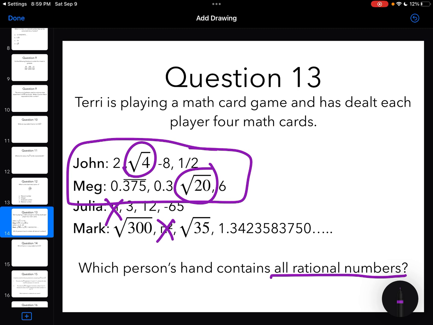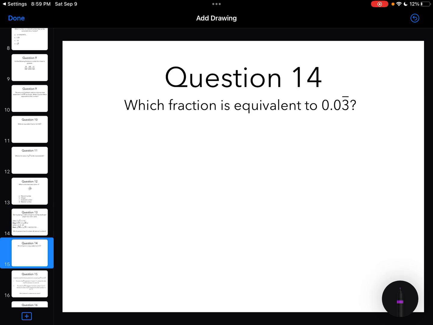So you have to have perfect squares if you're going to have a square root. So is 20 or 4 a perfect square? 4 in this case is your perfect square. So John is the correct answer. John has a hand that contains all rational numbers.